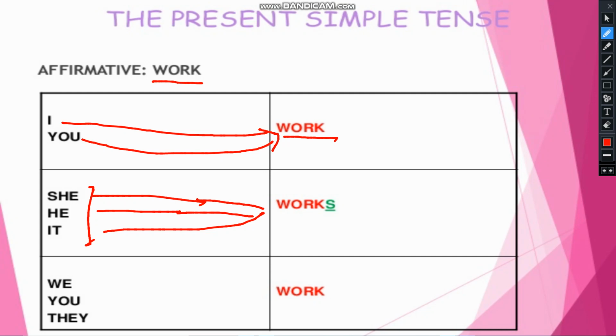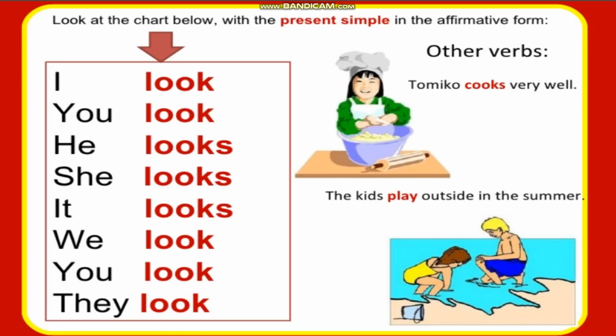देन व्हेन वी आर यूजिंग इट विद वी, यू एंड दे, then we again same using the base form, that is work. इसमें हम लोग s नहीं लगाएंगे. We work, you work and they work. So this way children, remember how we are using the verbs.